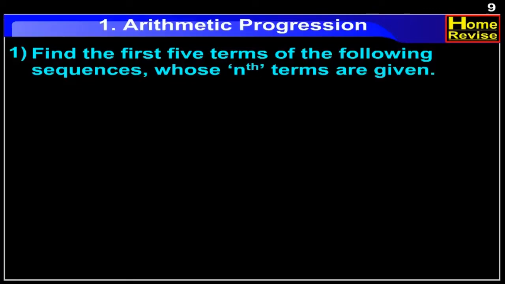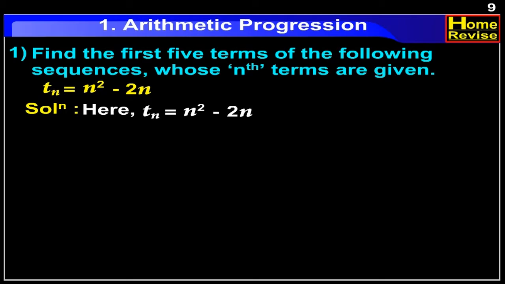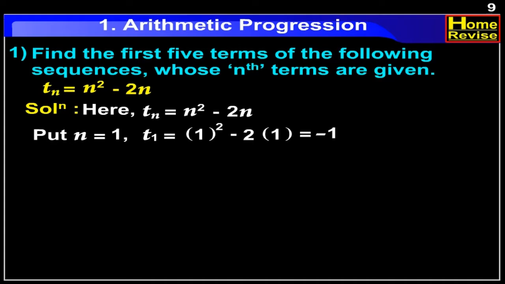Find the first 5 terms of the following sequences whose nth terms are given. Tn is equal to n square minus 2n. Here it is given that Tn is equal to n square minus 2n. For n is equal to 1, T1 is equal to 1 square minus 2 into 1, which is equal to minus 1.